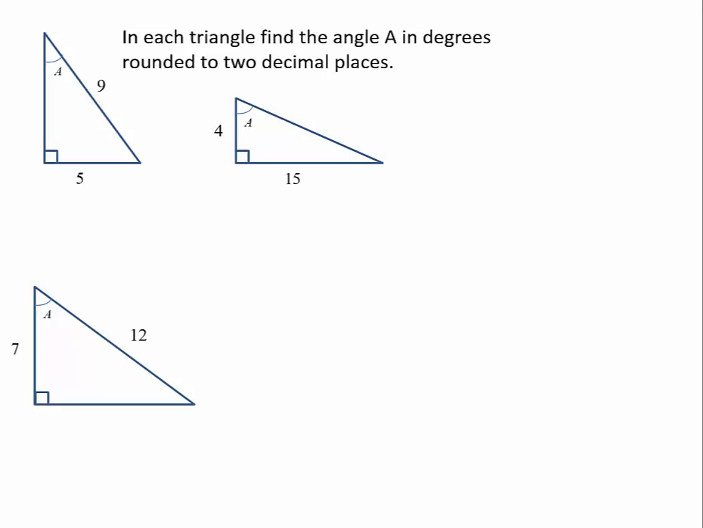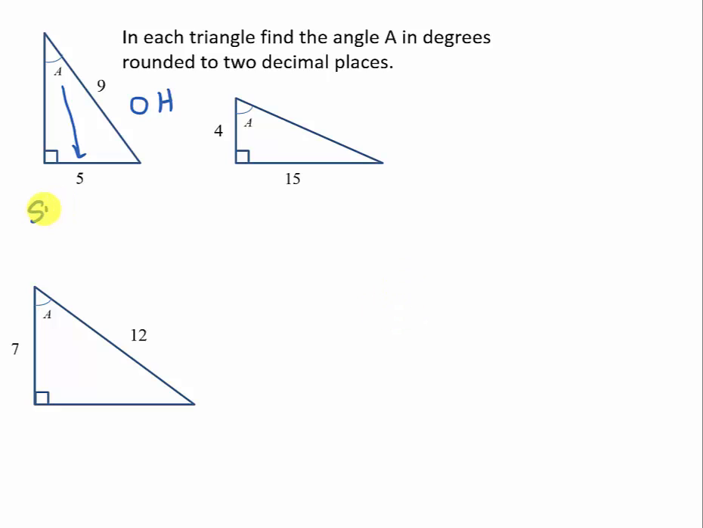So in each of these triangles, we want to find the angle A in degrees rounded to 2 decimal places. As we look at the first triangle, the secret is to decide how the sides are related to the angle and then determine the trig function. If I look at 5, that is opposite angle A, and I see that 9 is the hypotenuse of the triangle. So that leads me to use the sine function, because that is opposite over hypotenuse.